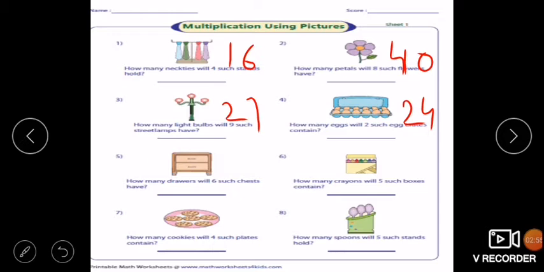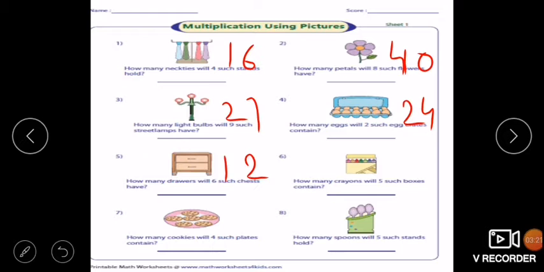These are simple questions of multiplication and this will make your concept of multiplication clear. Now, how many drawers will 6 such chests have? In one chest we have 2 drawers. Then in 6 chests we have 6 twos are 12. 6 twos are 12. Now, number 6.